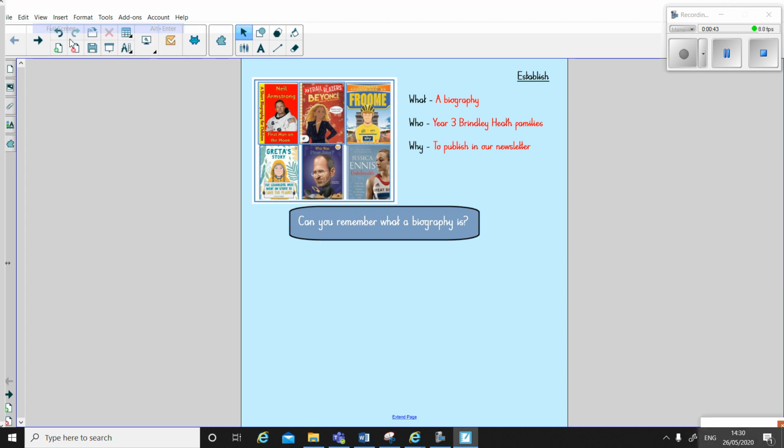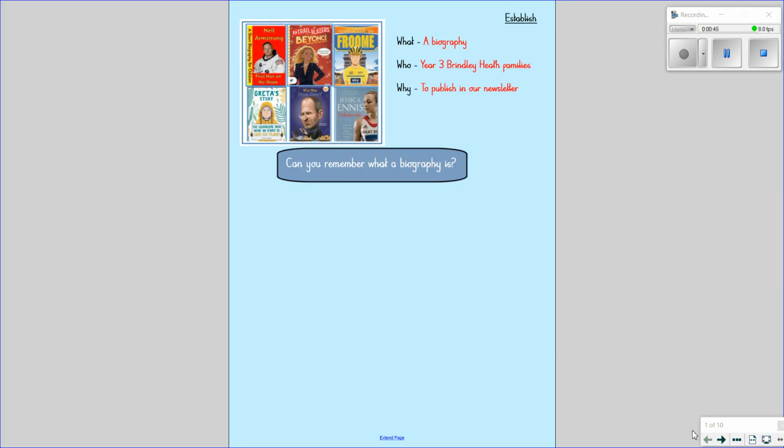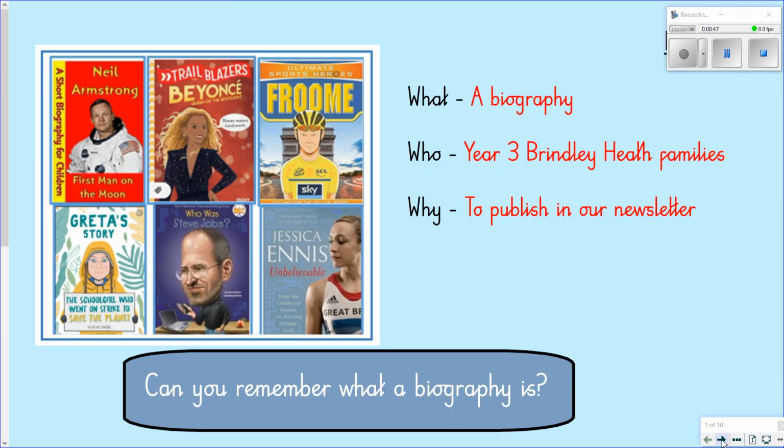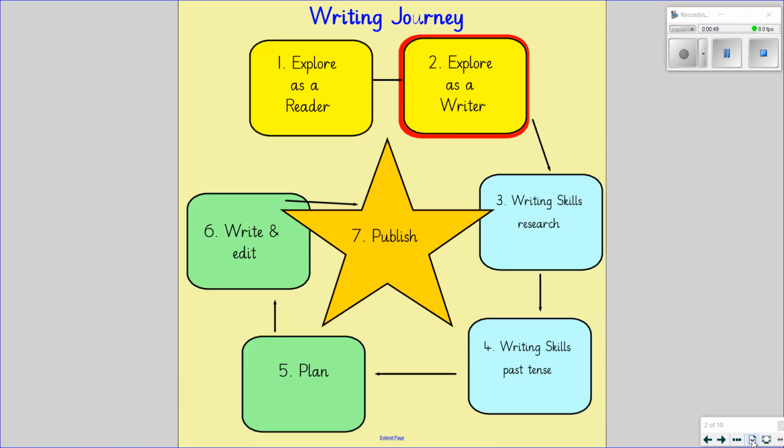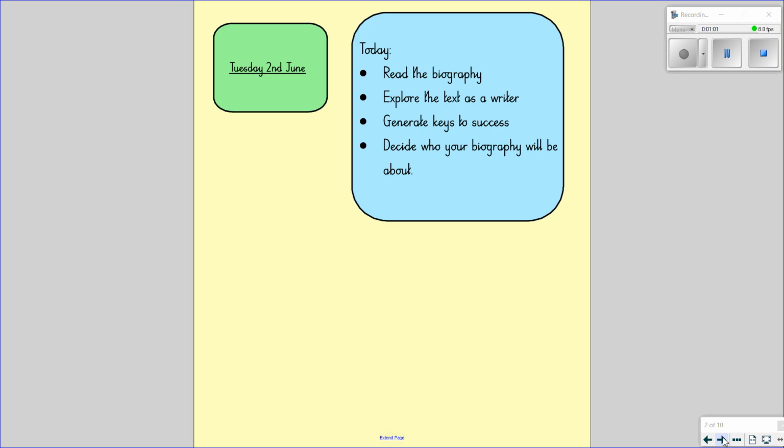Okay, let's get this on full screen. There we go. So on our writing journey, we're on number 2, and we're going to explore as a writer. So we've had our response to it as a reader. We're going to think about how a writer now has constructed this biography. We're going to have another look at the biography together. We're going to explore it as a writer. We're going to generate our keys to success, and then we're going to think again about who your biography will be about.